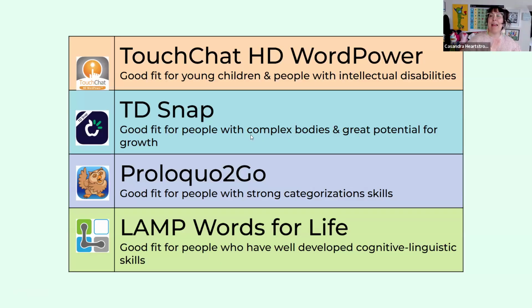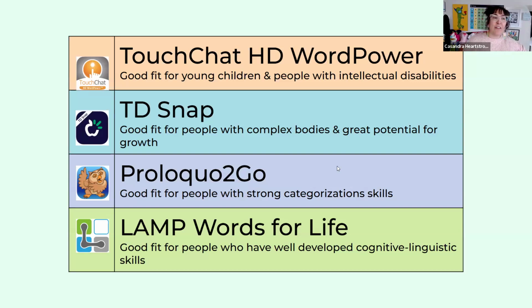TD Snap is really good fit for people with complex bodies. Tobii Dynavox does an amazing job at connecting with different access interfaces. They've got great eye gaze technology. They have great switch scanning technology. And also TD Snap has great potential for long-term use. So if you've got a kid, even if they're in preschool now, and we can't tell a lot of times how long they're going to use it, but if we can predict that this might be a long-term user, it's great to set them up with TD Snap early on. That way they don't have to change their system when they have grown out of a different one.